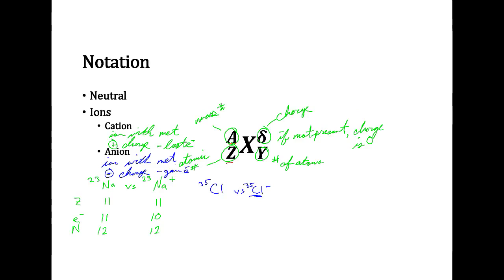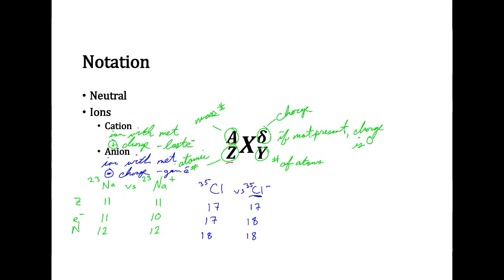Okay, so if we look at chlorine, chlorine has an atomic number of 17. Both of these would have 17 protons. Since they're both chlorine 35, they would both have 18 neutrons. The neutral chlorine 35 would have 17 electrons, whereas the negatively charged chlorine, that anion, would have 18 electrons.